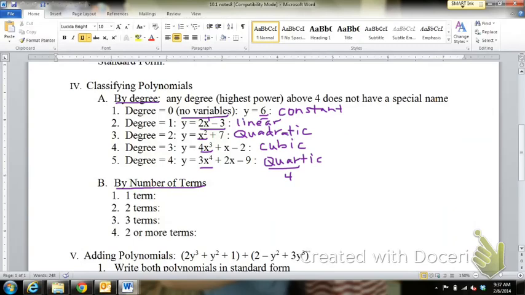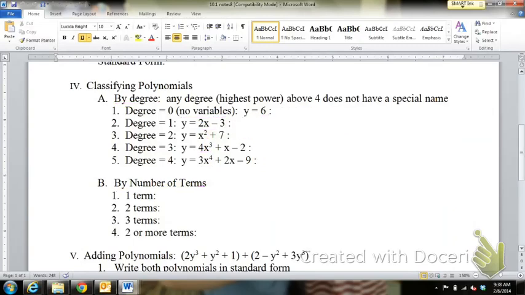Now, if you're doing it by number of terms, I'm sorry, just made everything go away. Constant, linear, quadratic, cubic, and quartic. And yes, you're going to have to know all these names. Okay, so that's your degree.